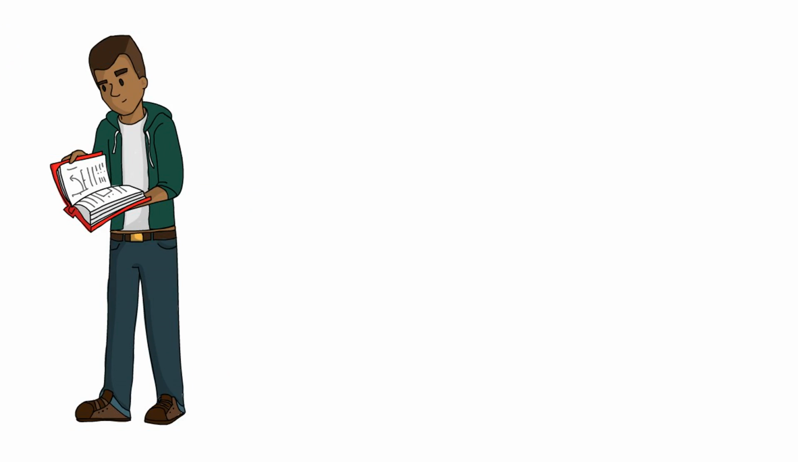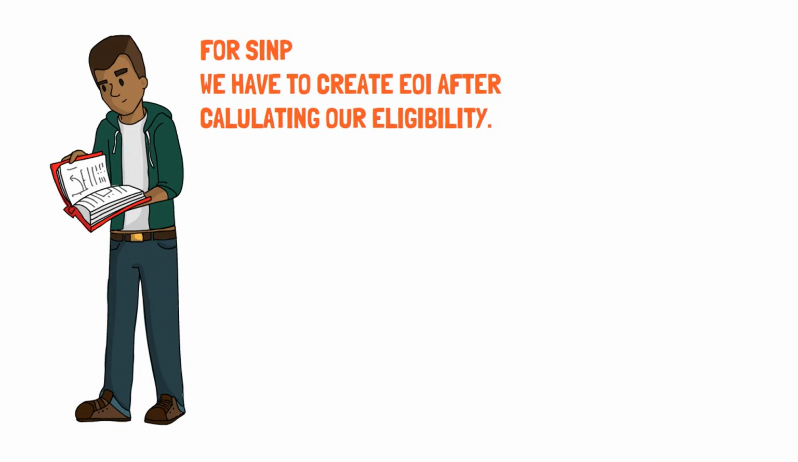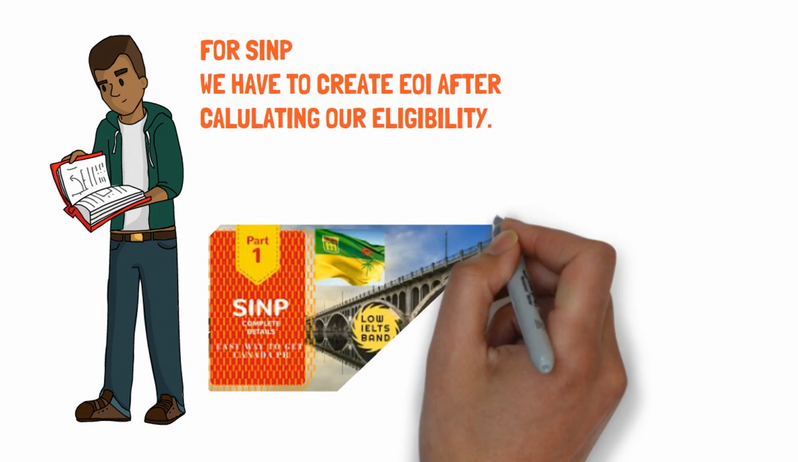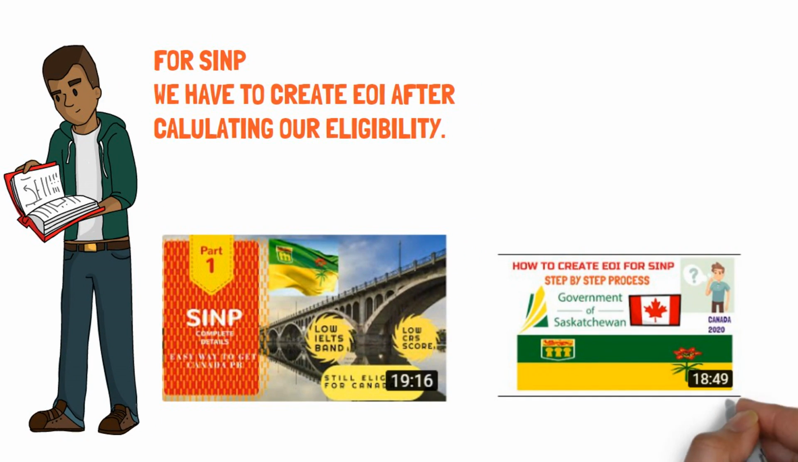Okay guys, first of all, for SINP, we have to create an expression of interest after calculating our eligibility. If you want to know how to calculate your eligibility, you can check out my video, SINP Part 1 Complete Details. Here I have explained each and every detail about your eligibility. After calculating your eligibility, you have to create an expression of interest for SINP. That I have explained in this video, and I have shared the links for these videos in my video description box, and you can check them out for more information.